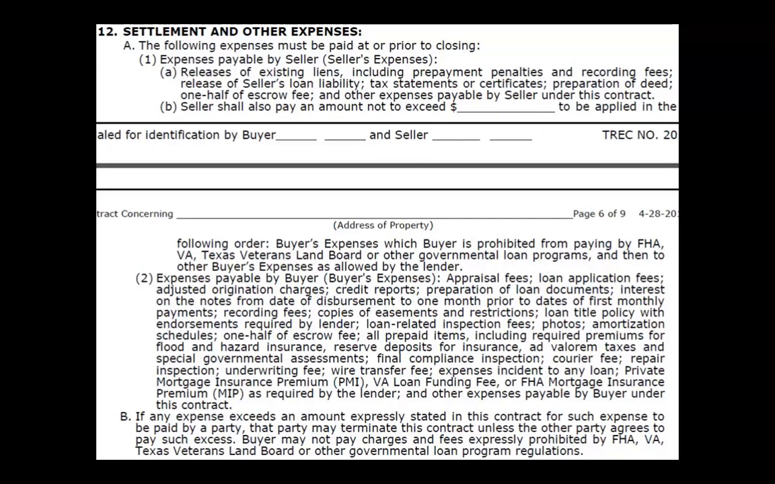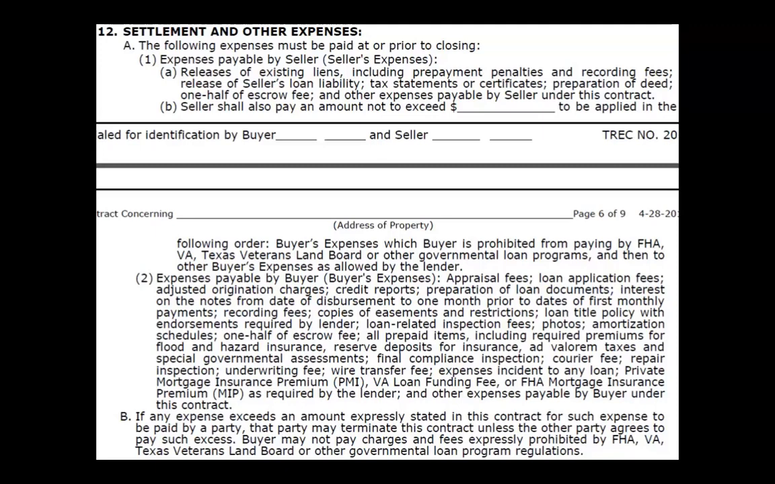Releases of liens, including prepayment penalties, which isn't all that often, but recording fees, release of seller's loan liability, tax statements, certificates, preparation of deed, one half of the escrow fee, and other expenses paid by seller under the contract are in this section. That covers a lot of stuff. That's going to clear up some mystery for you when somebody starts asking why a fee is on my side.